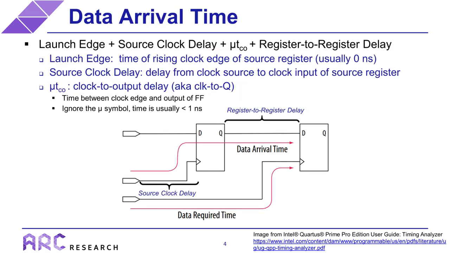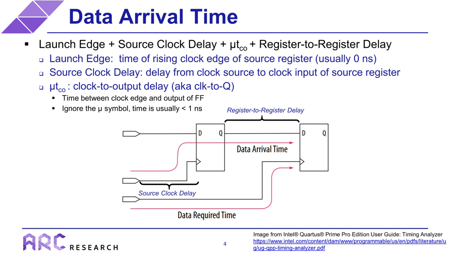So let's look at the data arrival time first. The Quartus documentation defines this time as the summation of the launch edge, the source clock delay, the micro clock to output delay, and the register to register delay. This launch edge is just the time of the rising clock edge for the source flip-flop. You can think of it as the source launching a signal to the destination. Now, this value is usually just going to be zero.